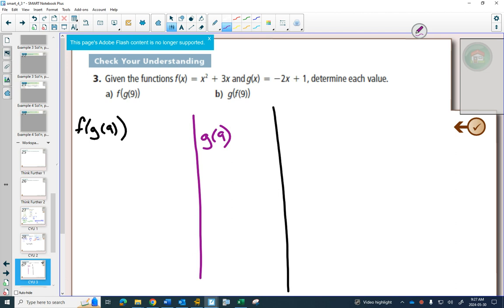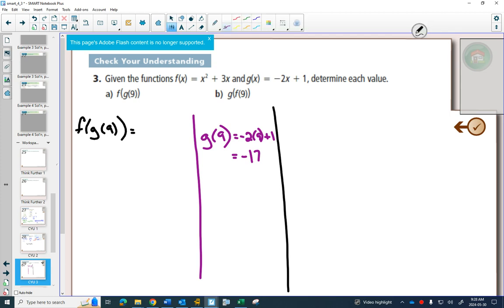So I want to find f of g of 9, what it's equal to. And off to the side, in the purple here, this would be work I do off to the side. Off to the side, I might figure out what g of 9 is. Well, how do I figure out g of 9? I would plug 9 into g of x, so it would be 2 times 9 plus 1, negative 18 plus 1. I would get negative 17. So g of 9 is negative 17.